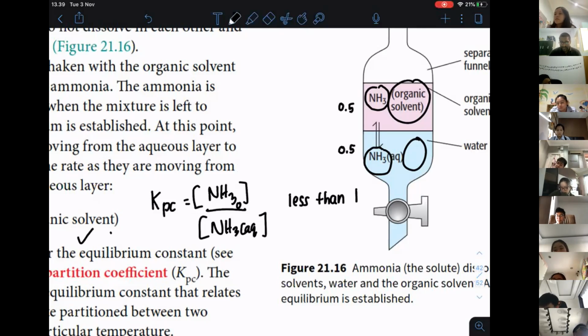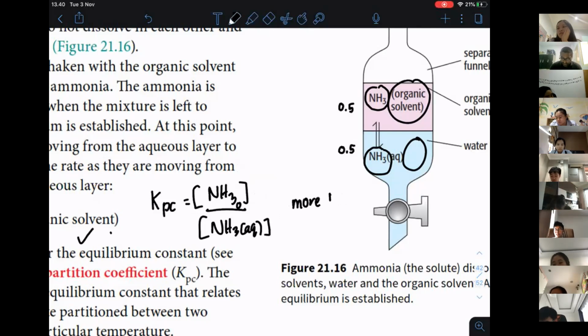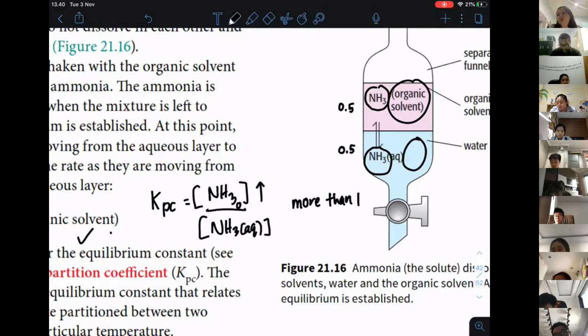If it is less than 1, this value is less and the other is more. It means that if your Kpc is less than 1, the ammonia dissolves better in water, because there is more ammonia concentration in aqueous. We can use this value to come to a conclusion. What if the value is more than 1? Then this value is more compared to that value, so we can conclude that ammonia dissolves more in organic solvent in comparison to water.